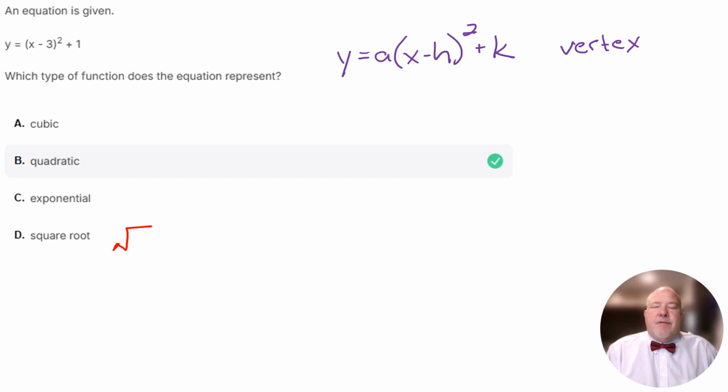Okay, so this is the vertex form of a quadratic equation.